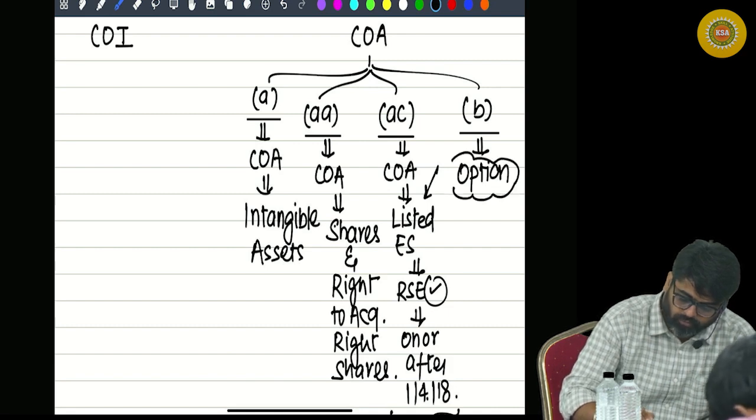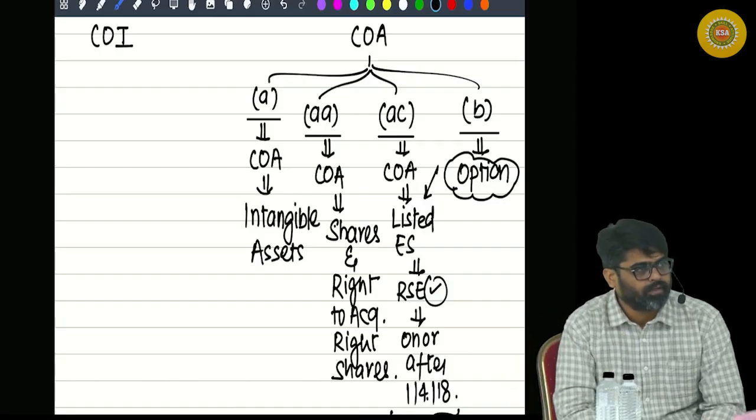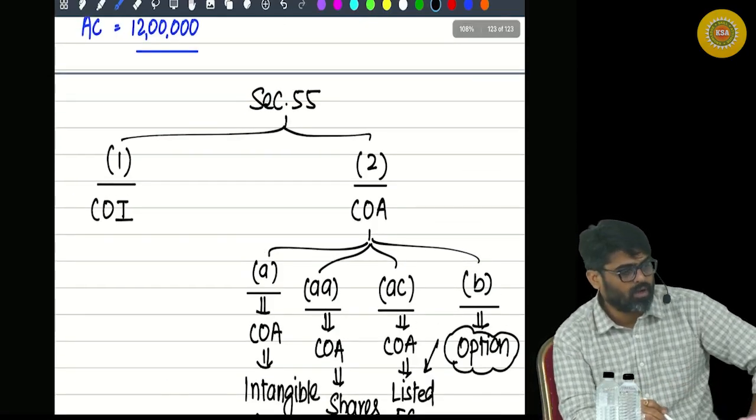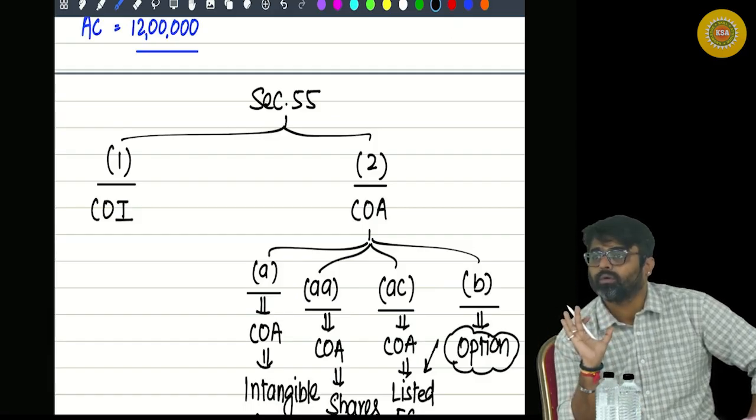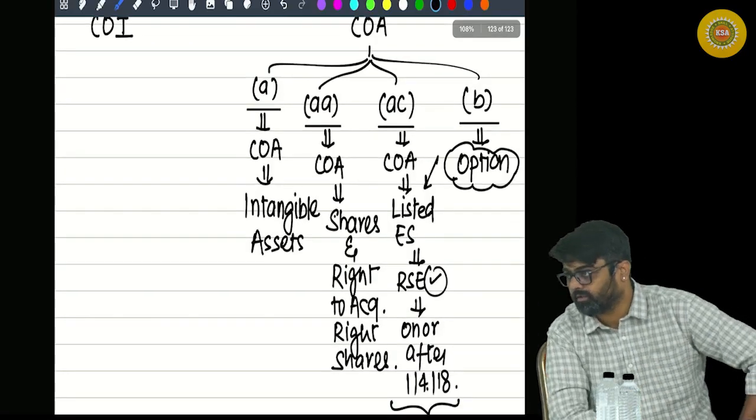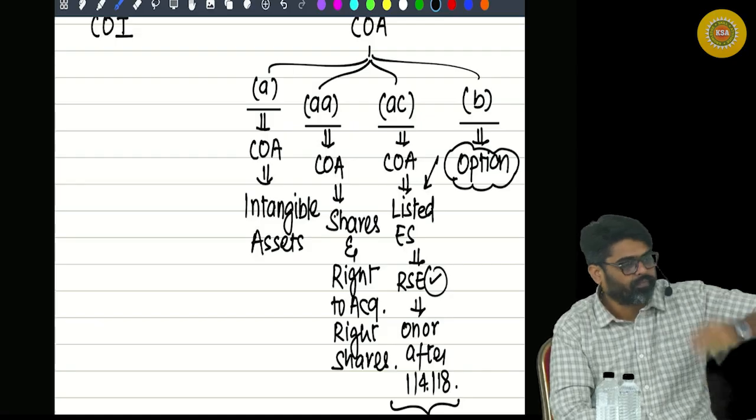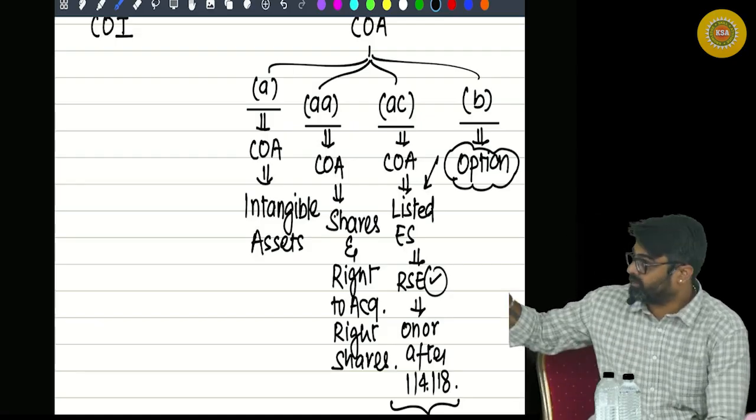What option 55(2)(b) gives, that I am going to tell you in some time. Yes or no? Now see, if your law has specifically told you that if you are computing your capital gain for intangible assets, what cost you are going to take, it is specifically given here.